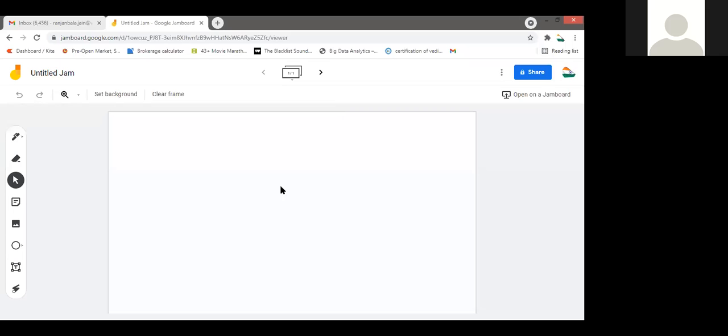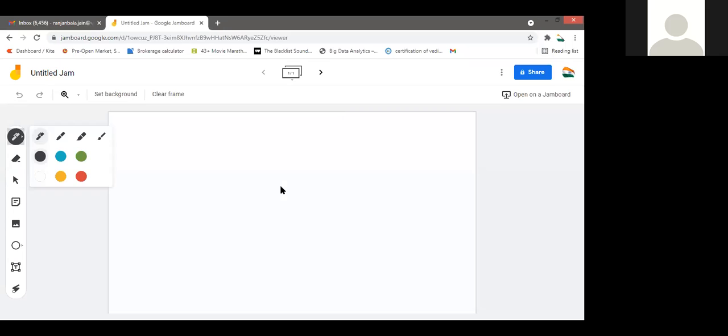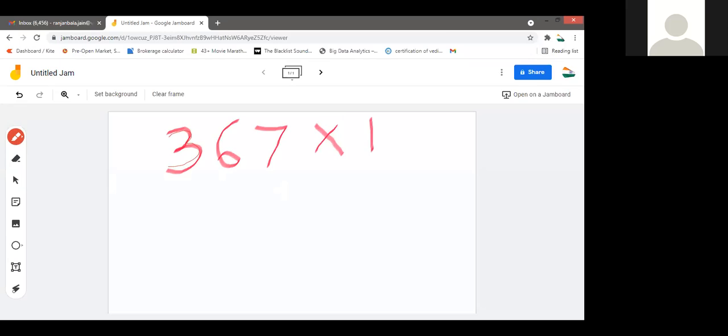Is it visible? So let us understand the problem is like this. 367 multiplied by 11. Okay, everyone listen carefully to what I do. Just put 0 on both the sides. This is just for writing, it's not actually part of the number. You are writing it for addition purposes. Now how will you start?